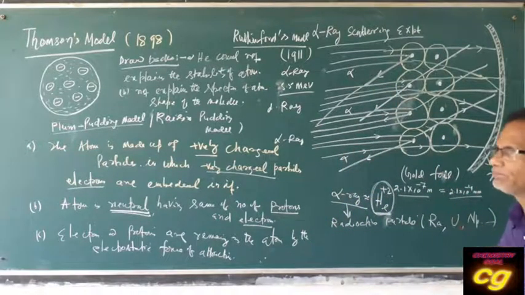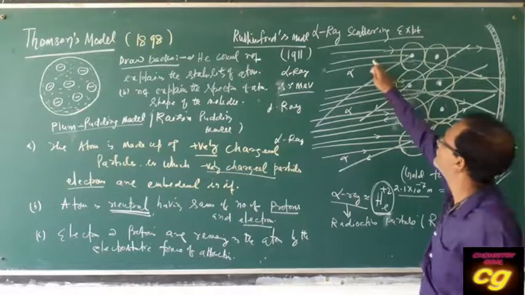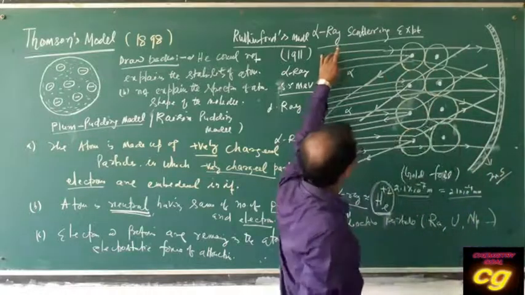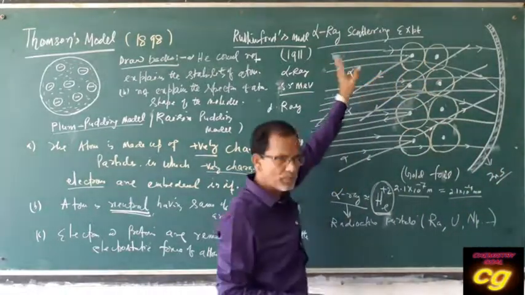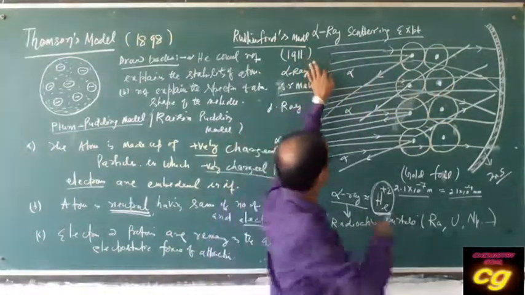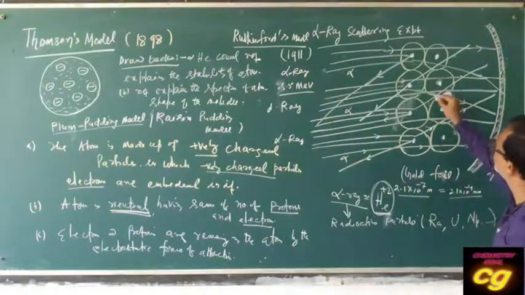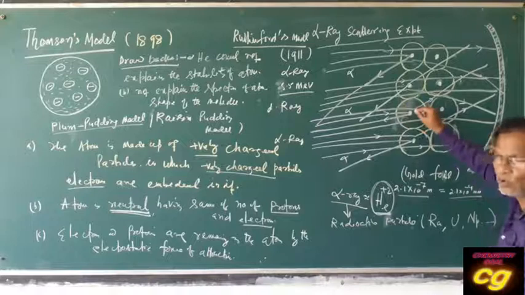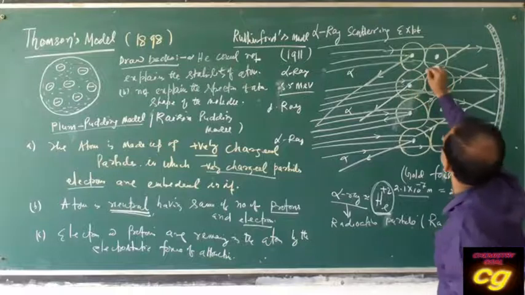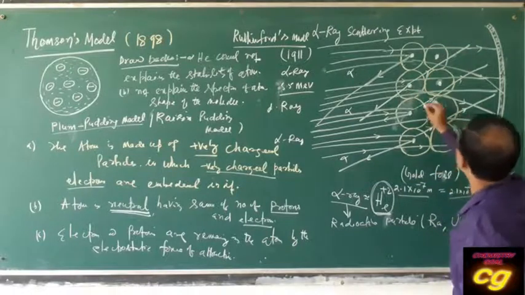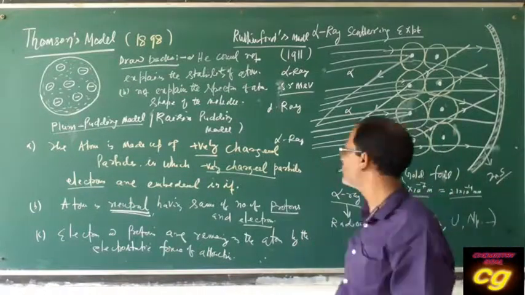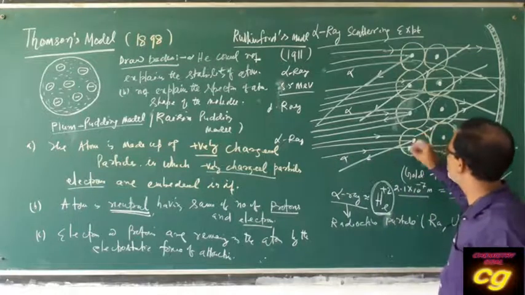Very few rays, that is less than the particles passing straight. Few rays, small rays pass through the gold foil. Few rays undergo deflection after passing through the gold foil, so there is a change in direction. This direction is changing like this. The direction changes. And it is also observed the ray moves toward the center of the atom.